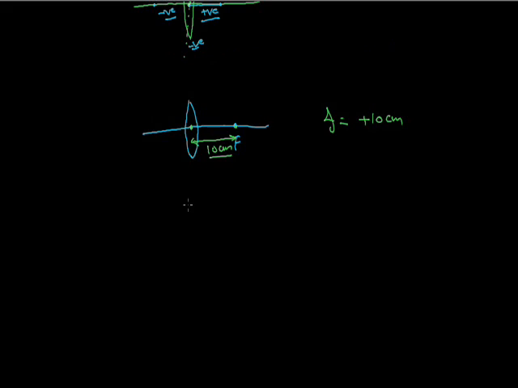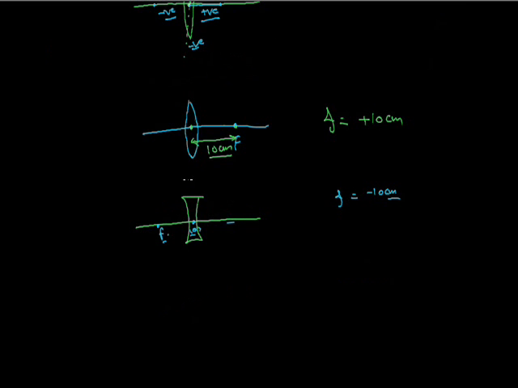If instead this is a concave lens, and the focal length is here, and I am to calculate the values from this point, then f, the focal length, will be negative, that is minus 10 centimeter, because the focus is in this direction, that is a negative focus.